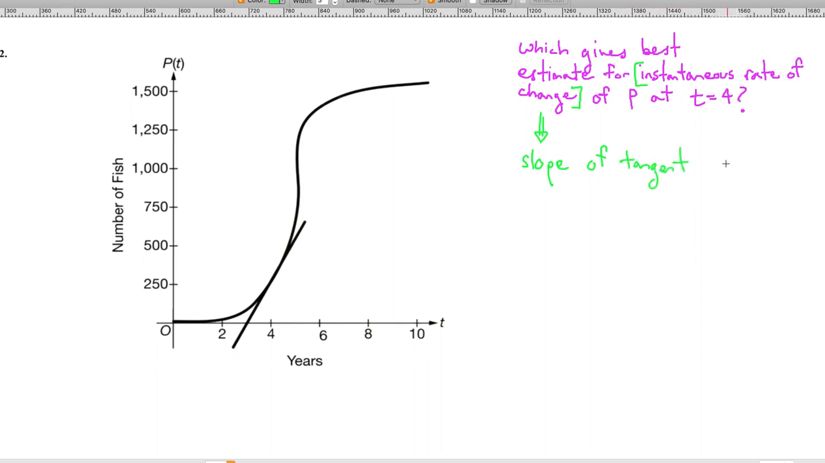And that should make sense because the average rate of change is the slope of the secant line. So to illustrate this point, here at 2 years there's some population of fish. And then let's say at 4 years there's also another population of fish. If I wanted to find out the amount of change over those 2 years, I would find the slope of the line joining these 2 points. It's the slope of what's called the secant line.